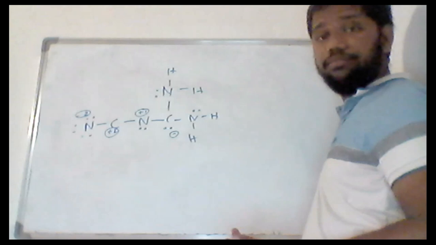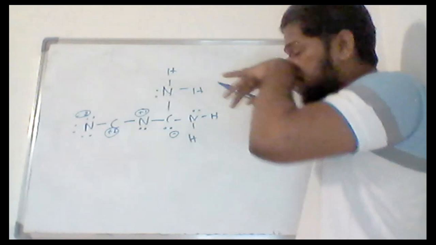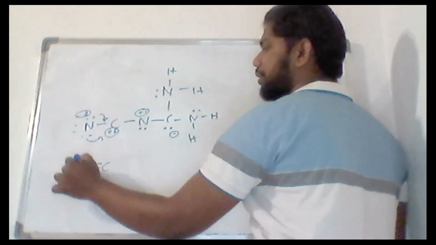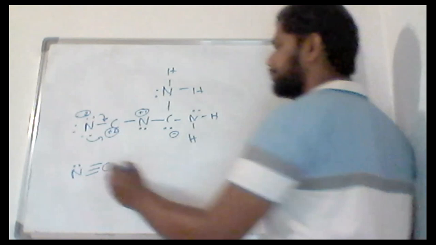So basically, to find the most stable one, we will go with the suitable one, the structure which gives you the idea that there is minimum charge separation. So you can give these two electrons like this. This will be a carbon-nitrogen triple bond. Two lone electrons are given, so 8 electrons are covered and the charge is now 0 as well.